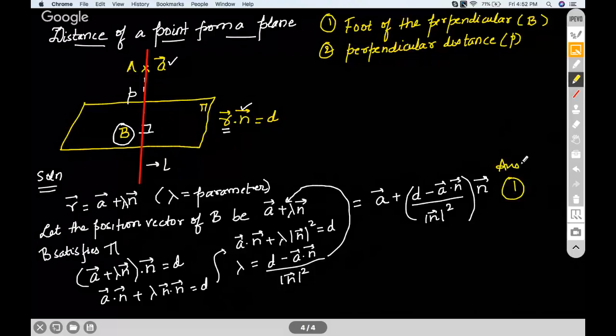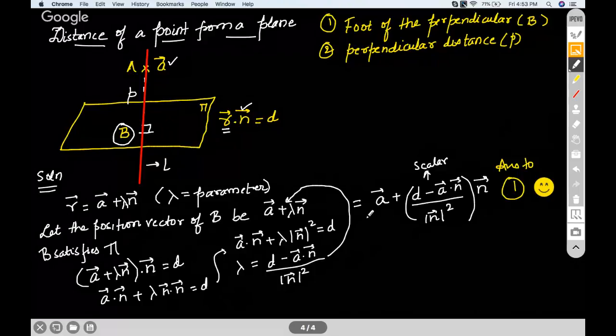So this answers the first part of the question. What is the position vector of point B? That is A plus (D minus A dot n) by mod n square times n vector. Please note that this is behaving as a scalar quantity. Any doubt regarding the foot of the perpendicular, that is the position vector of B? Any question, guys? Please speak out. No, sir. Would appreciate if you keep the session interactive.